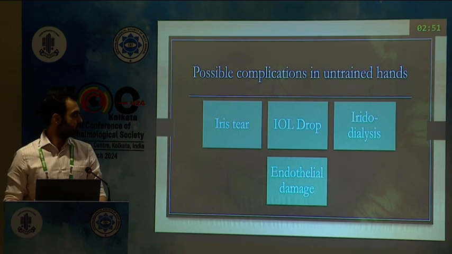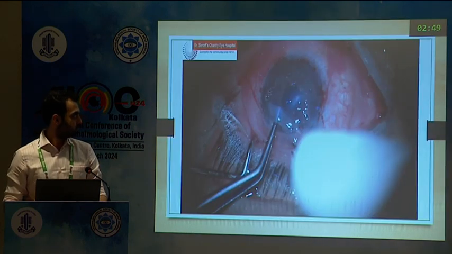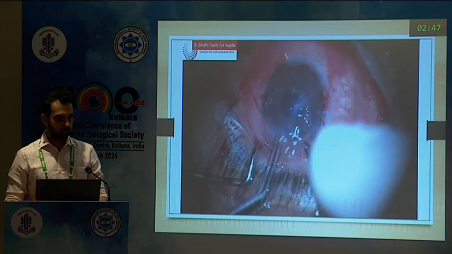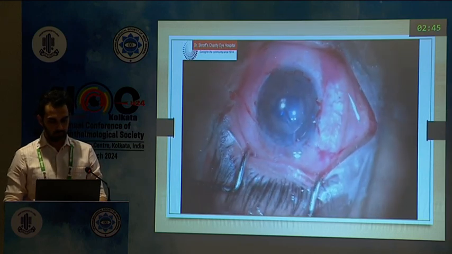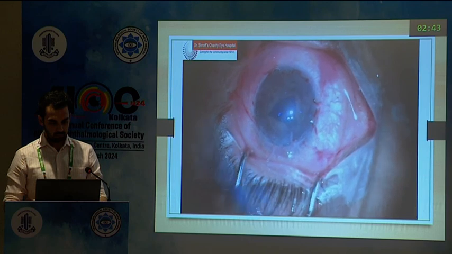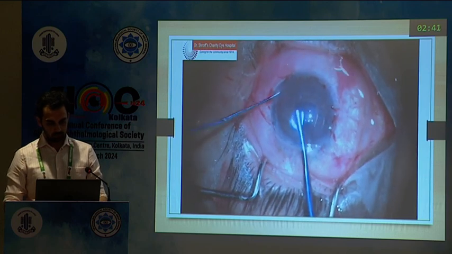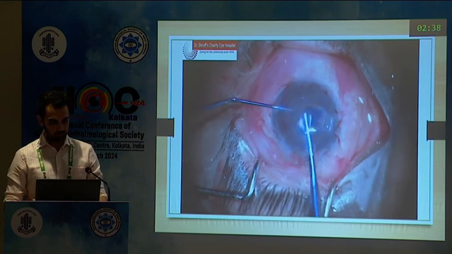Let us look at a couple of examples of how things can go wrong when trying to implant an iris claw lens without training. So in this case, it's a cataract surgery complication. There is no bag. The surgeon is trying to implant an iris claw lens. They go ahead with the iris claw holding forceps, try to enclavate the first side. Just look how traumatic it is.